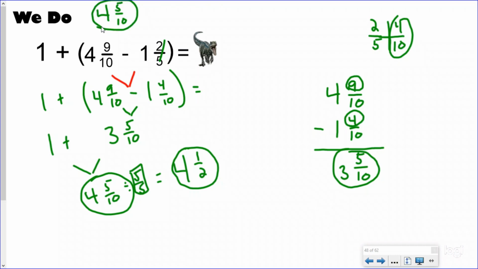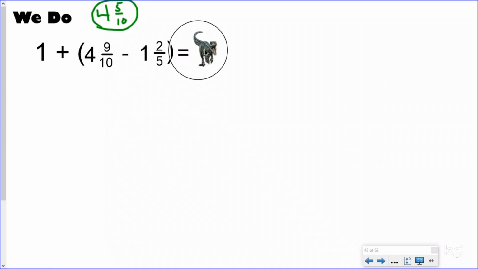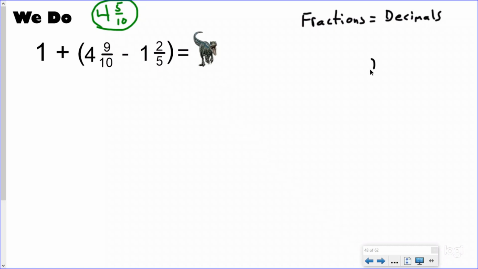Sometimes paleontologists really get a bad rap for being boring. However, every now and then we like to have a little bit of fun. So let me show you another way to solve this magnificent problem. If I remember my teaching, I know that fractions and decimals are the exact same thing. So here I'm going to turn 2/5 into 4/10. But instead of doing mixed numbers now, I'm going to write the equivalent decimal. So I have 4 and 9/10 minus 1 and 4/10.